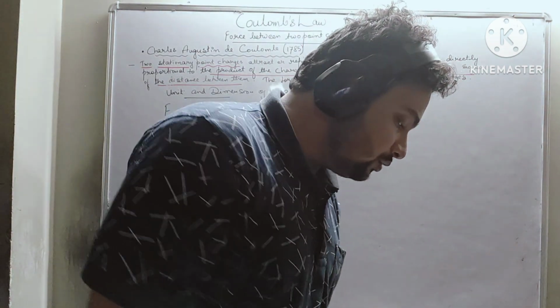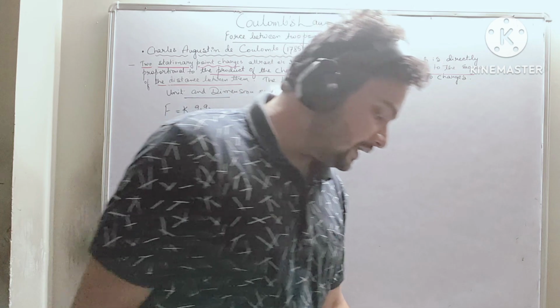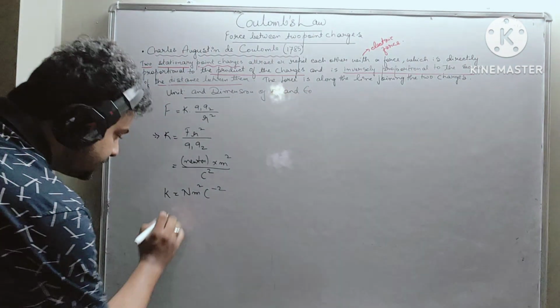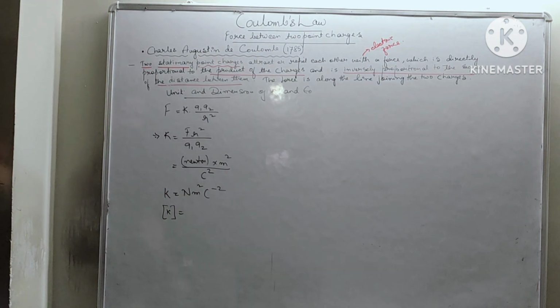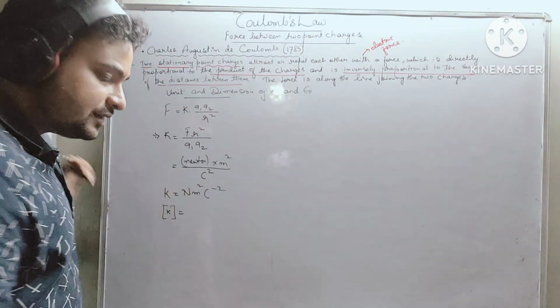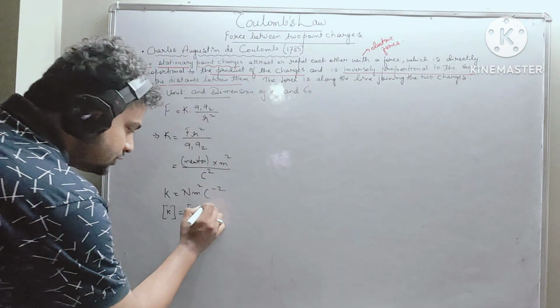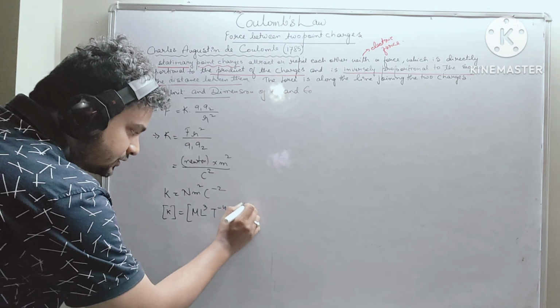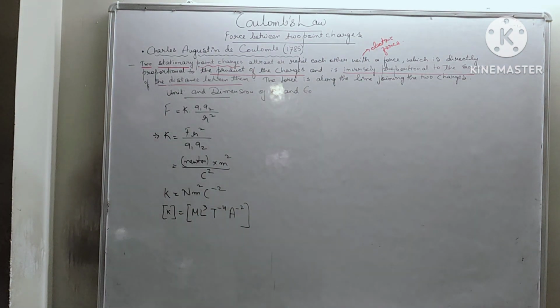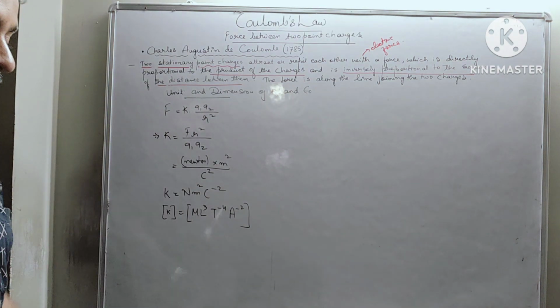Now I hope all of you know how to calculate the dimension. Once you know the unit, you can easily put in the dimensions of those units and calculate. The dimension of K will be M L cube T to the power minus 4 A to the power minus 2.